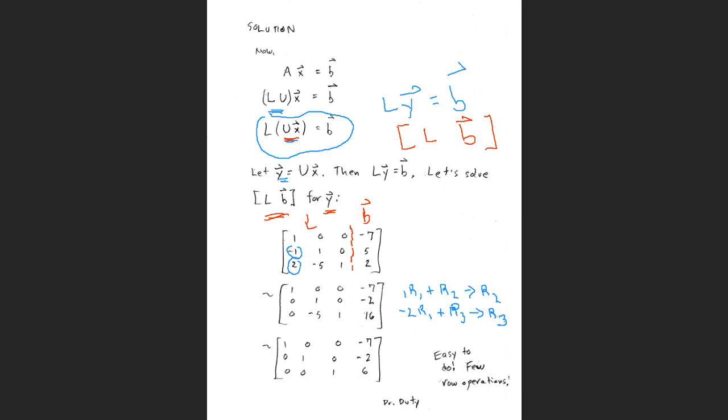And then we have a 5 here, right? So we'll use the one above as a pivot. We have our pivots here. We'll use the one above as a pivot. So we're going to take 5 times row 2, add it to row 3, put the result in row 3.